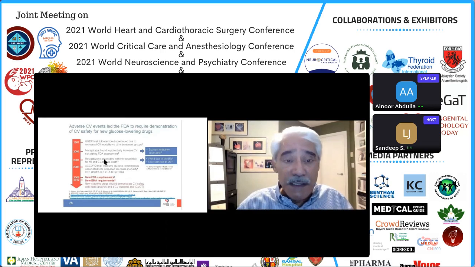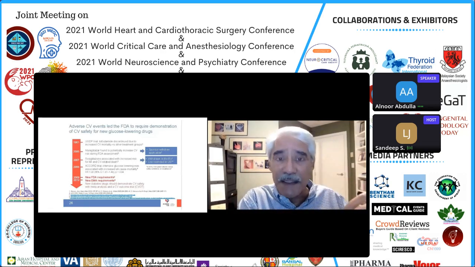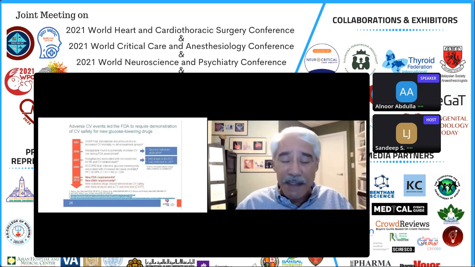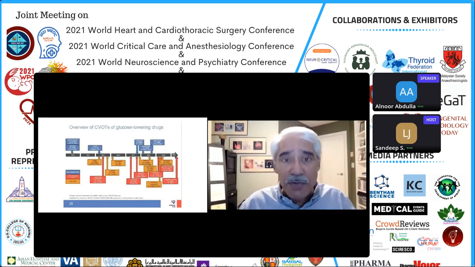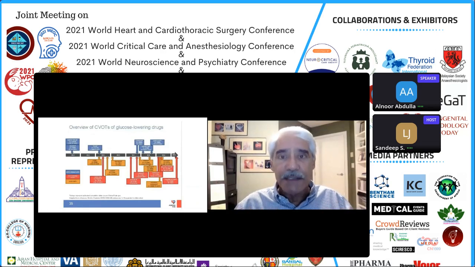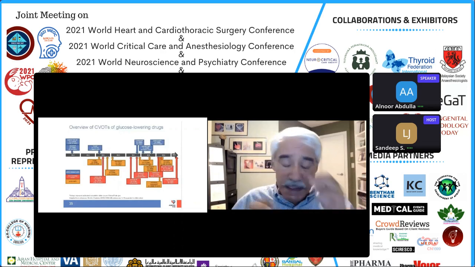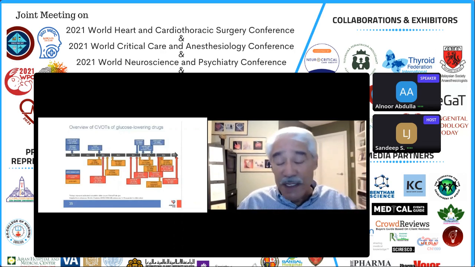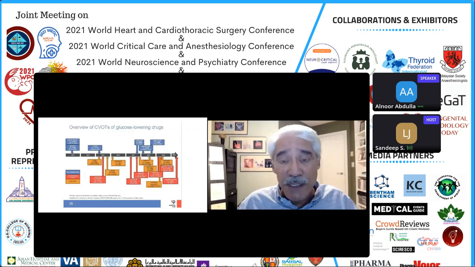Because with the traditional diabetic drugs, there were many concerns about the increase in cardiovascular adverse events with the use of these anti-diabetic drugs. So the SGLT2 inhibitors had to go through these cardiovascular outcome trials to show that they were safe to use in diabetic patients and did not worsen cardiovascular outcomes. So all the red are the SGLT2 inhibitor studies.